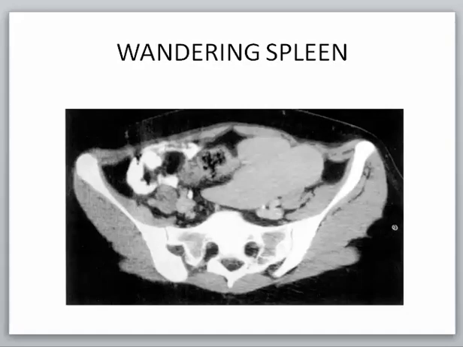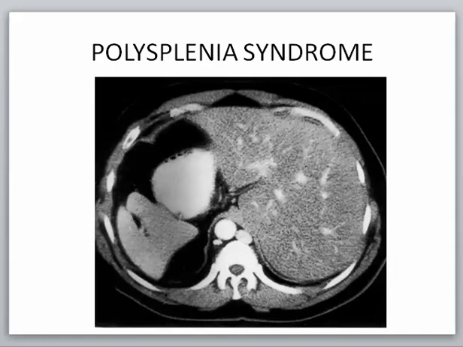This slide is showing a soft tissue mass with the long axis and configuration of the spleen. It's called wandering spleen. And this one is showing the liver on the left and the spleen on the right, and this is due to what we call polysplenia syndrome or situs inversus totalis. And of course expect in such cases that the heart is rotated.